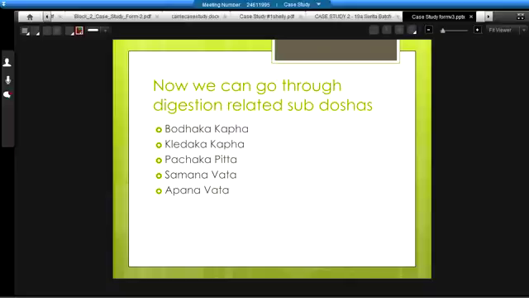All right. Now we can go through the digestion-related sub-doshas: Bodhak Kapha, Kledak Kapha, Pachak Pitta, Samana Vata, and Apana Vata. So you've addressed their Agni, you've addressed their malas and their digestion, and now go through these sub-doshas that are related to digestion.